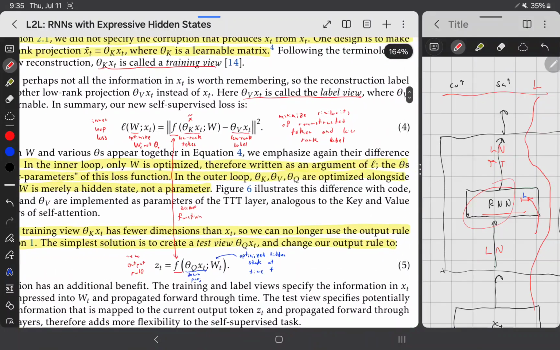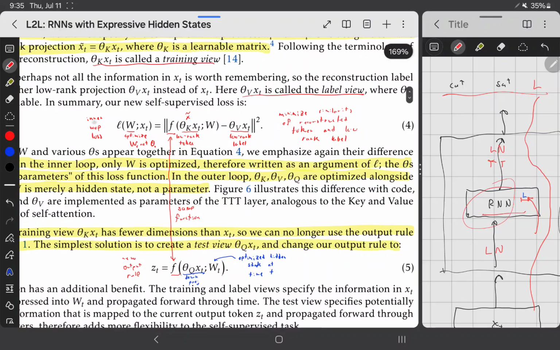Basically, they relate this to transformers a little bit by making these query, key, and value projections. There's an equivalent if you make them query, key, and value projections, but that's kind of beside the point. Let me erase this mess.